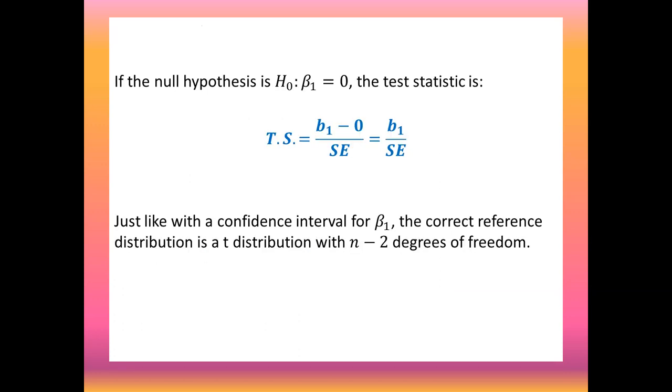If the null hypothesis is that beta 1 equals 0, the test statistic ultimately ends up being b1 divided by the standard error, because the numerator would just be that point estimate b1 minus the value that's in the null hypothesis. And just like with confidence intervals, when you compute a p-value, you need to use a t-distribution with n minus 2 degrees of freedom.